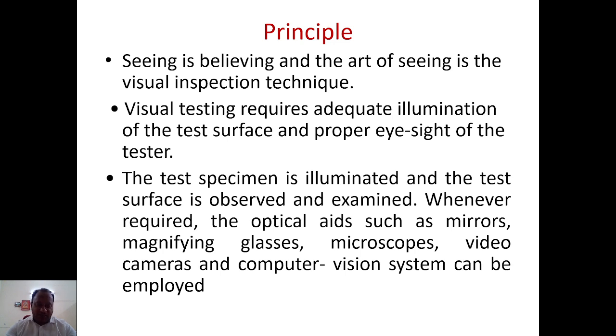For visual inspection, we require accessories such as mirrors and magnifying glasses for magnification from deep to deep, and microscopes and video cameras which can be employed. So by seeing visually, the person should get a proper high sight by using accessories like optical mirrors, magnifying glasses, microscopes, videos, computers, and all these systems should be employed.